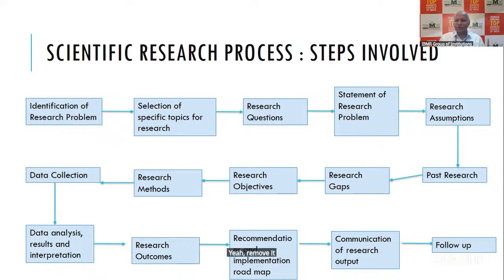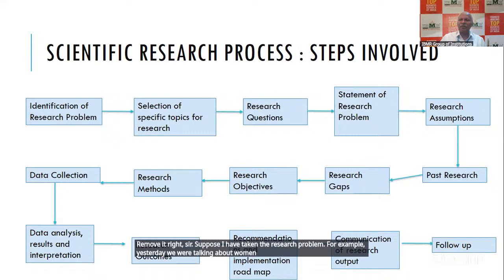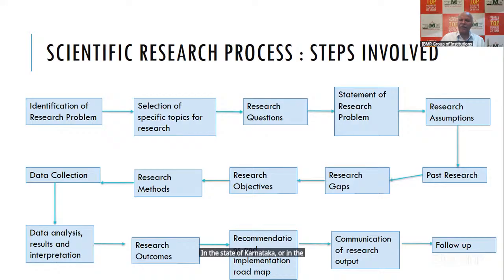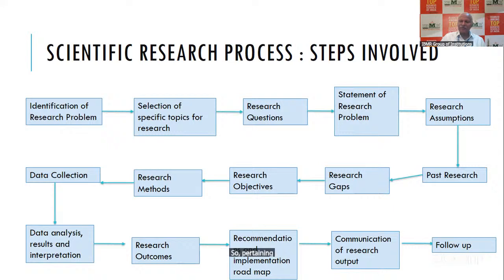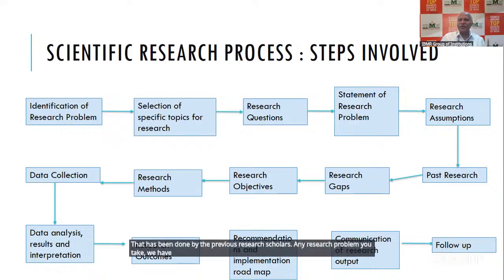Review of literature. Suppose I have taken the research problem. For example, yesterday we were talking about women entrepreneurship and economic empowerment. If we take the topic, what is the past research work that has been carried out in the state of Karnataka or in the state of Maharashtra or in a particular district? What is the research work that has been carried out in the chosen research problem? Suppose I have taken a problem of skill development programs and its impact on youth employability. Pertaining to this, what is the past research that has been done by the previous research scholars? Any research problem you take, we have to reach past research, we have to study.